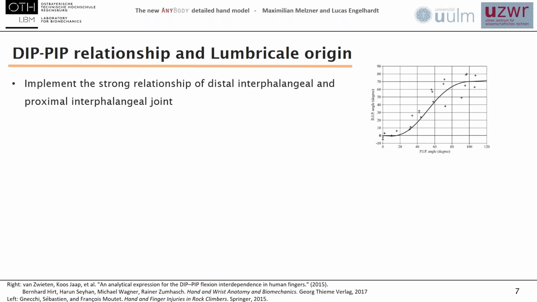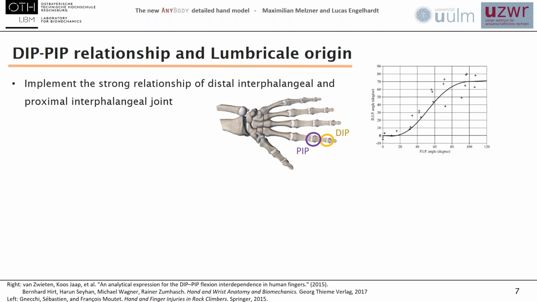If motion data lacks information for the distal phalangeal joint, which might be the case in actions like grasping, a finger rhythm according to the data from Van Zwieten et al. was implemented. This feature uses the strong relationship between the distal and the proximal interphalangeal joints, and thereby the angle of the distal joint is driven by the proximal joint.